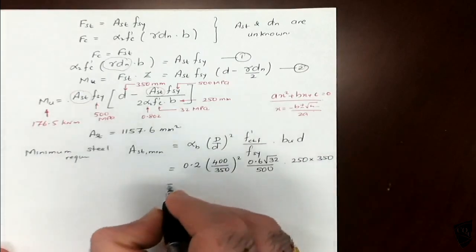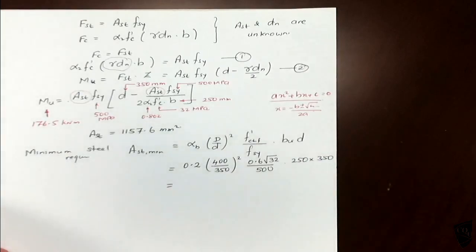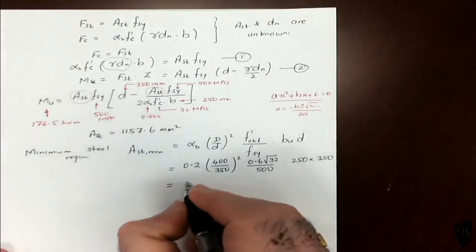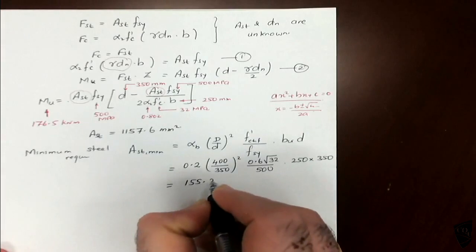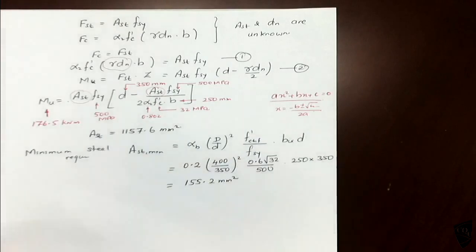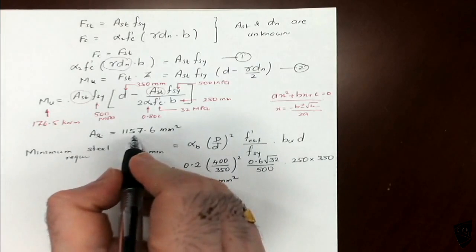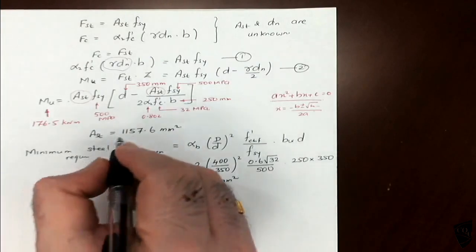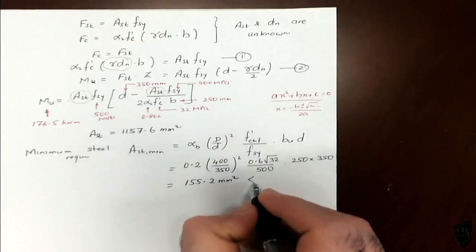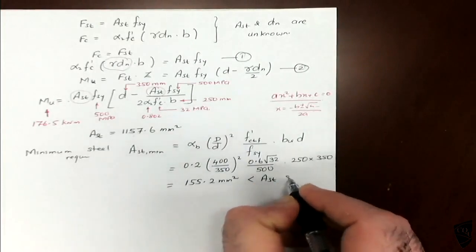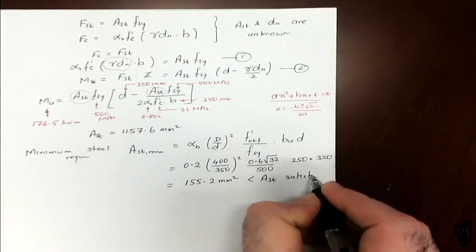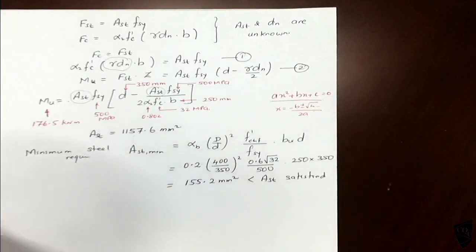If you substitute, you will get, sorry, my apology, 155.2. What does that mean? They say you should provide at least this much steel. But your steel is more than that, so that should be okay. So the AST is satisfied. And we also need to calculate the dn.